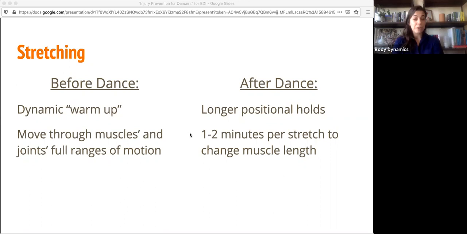This is sort of secret info, but BDI wants to expand this webinar dance series. So in the future, you might look out for a presentation sort of running through ideas of what those exercises might look like. But I would recommend sort of keeping that static stretch, the longer holds, 1 to 2 minutes, for after your dance classes or after your performances.